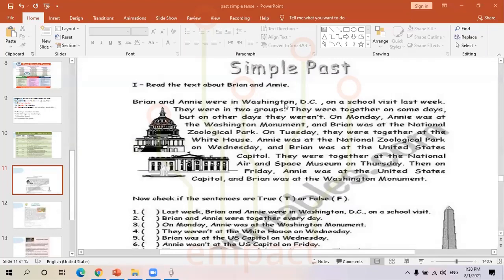In Washington DC. Brian and Annie were in Washington DC on a school visit last week. They were in two groups.